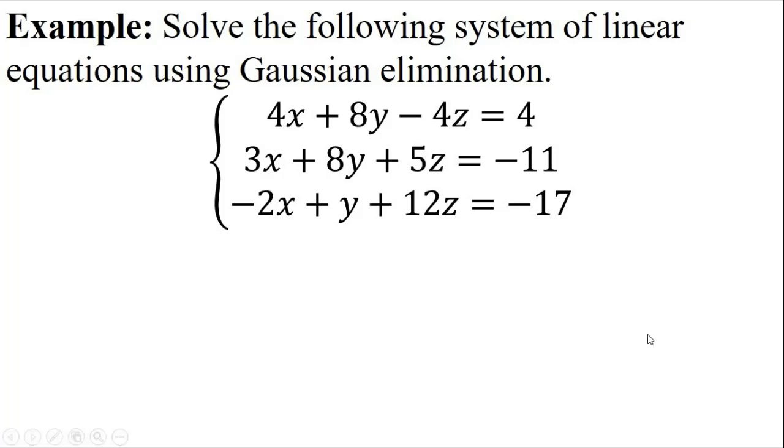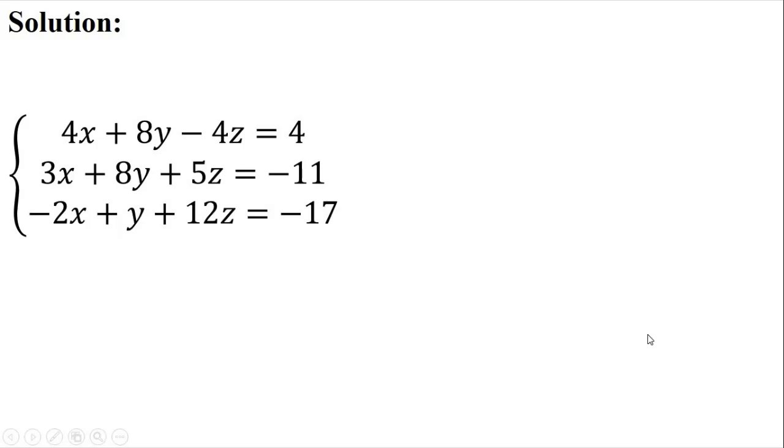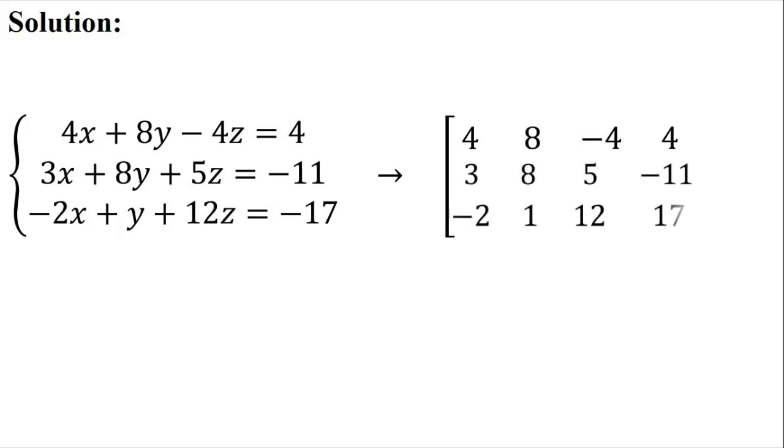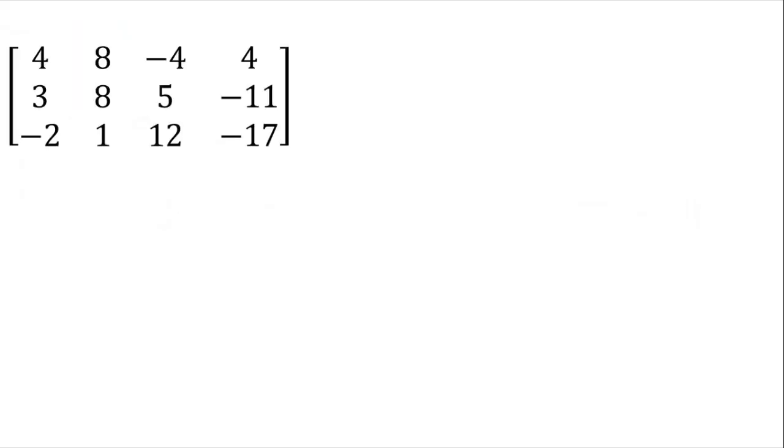First, we represent this system of linear equations in matrix form, or in augmented matrix. So first, let's look at the first equation. We have the coefficients 4, positive 8, negative 4, and the constant 4. For the second equation, 3, 8, 5, negative 11. And the last equation, we have the coefficients negative 2, 1, 12, and negative 17.